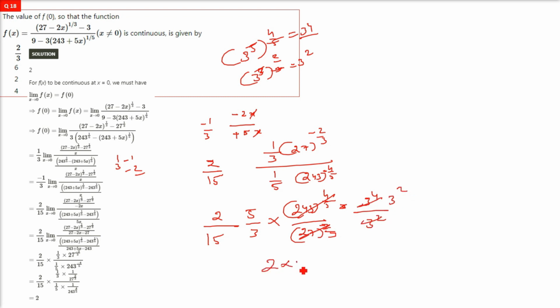Now you just take all of them, 2 into 5 into 3 divided by 15 into 3. So just cancel these out, everything gets cancelled, only 2 will remain. So the final answer is 2 here. The answer is 2. Okay.